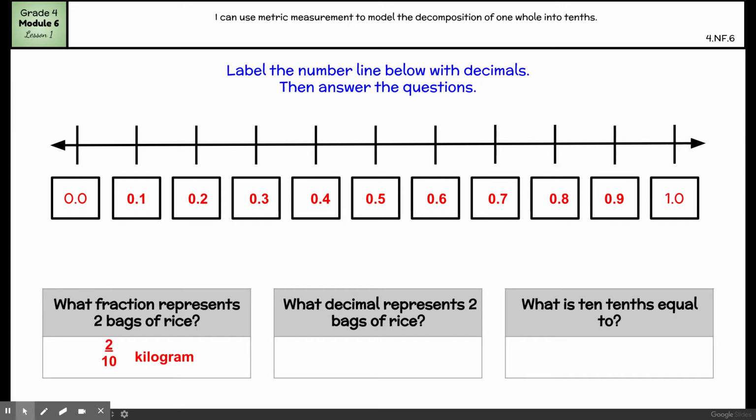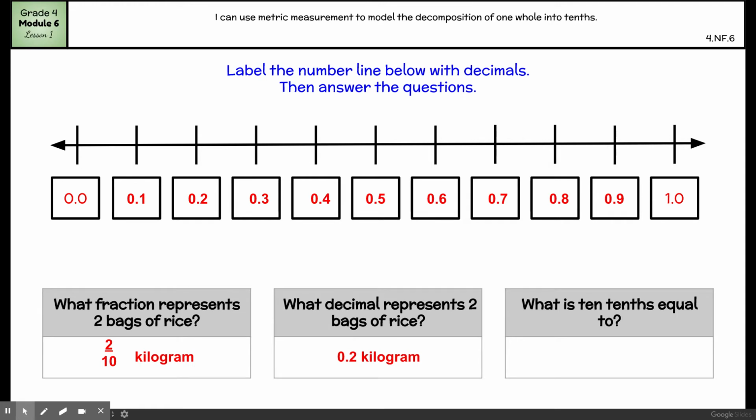Now, the next question says, what decimal represents 2 bags of rice? Okay, now we get to go back to our decimal points. So, friends, look at 2 bags. There's 1 bag and 2 bags. There it is. What is that decimal? We still say 2 tenths, but it looks like this in decimal form.